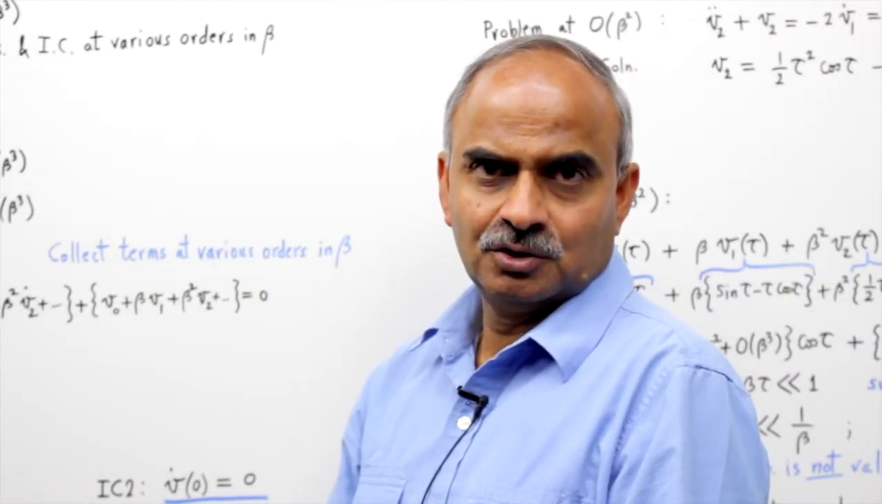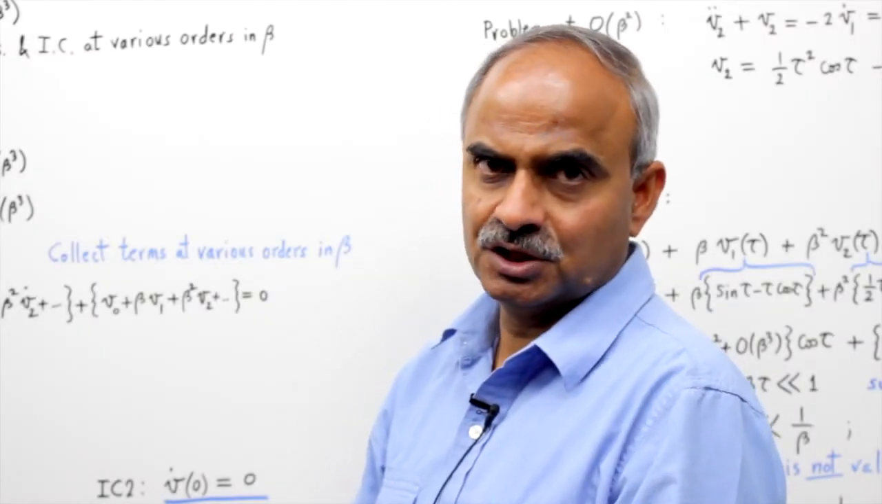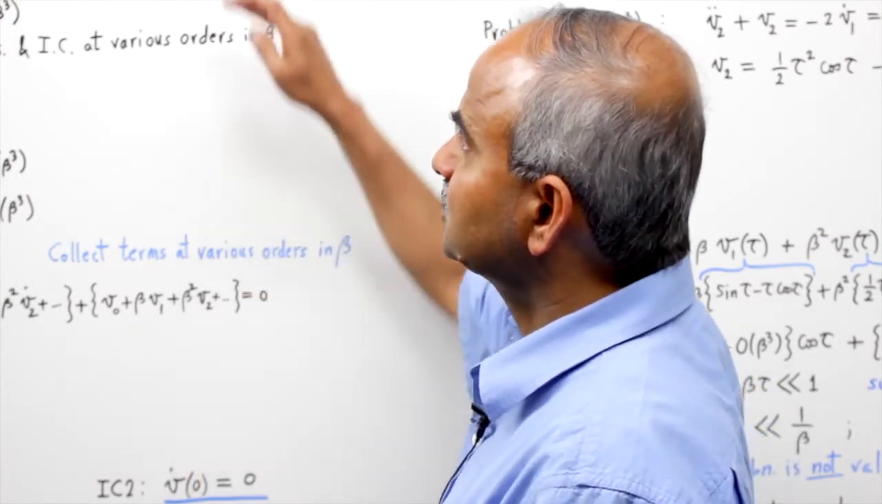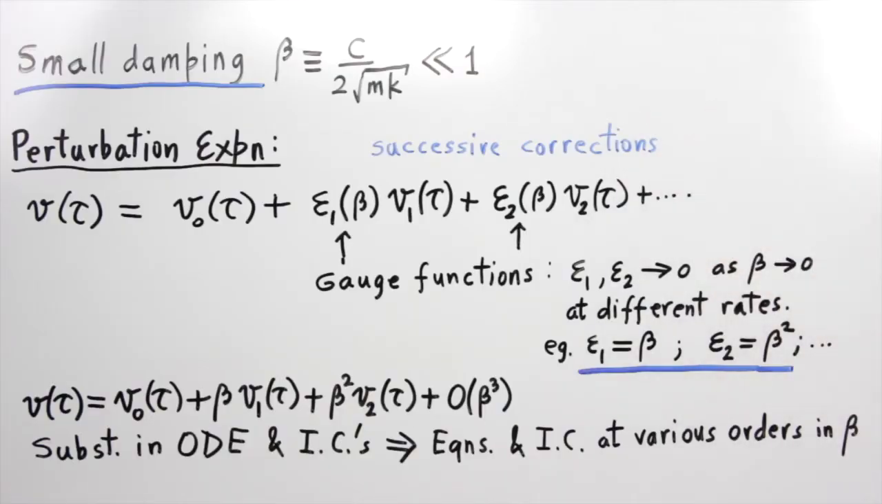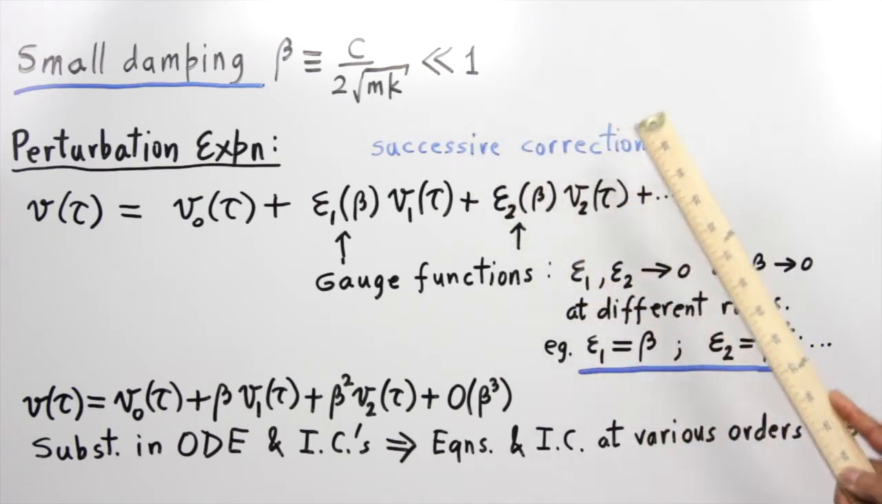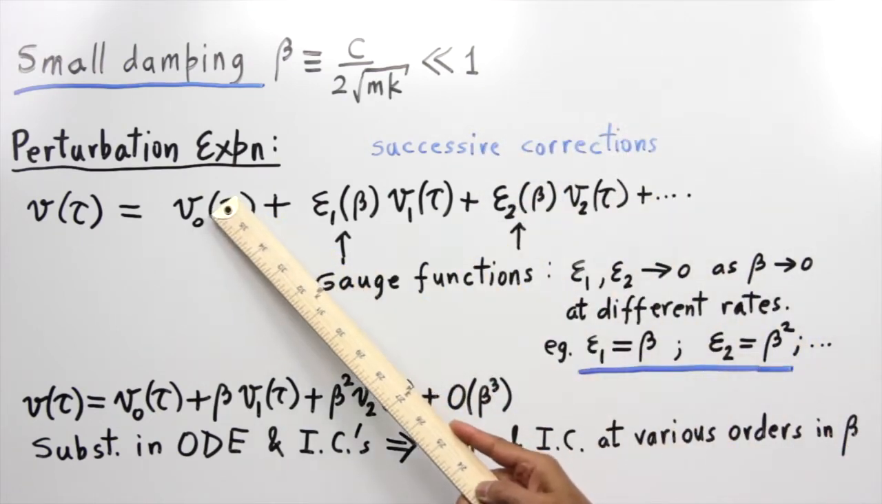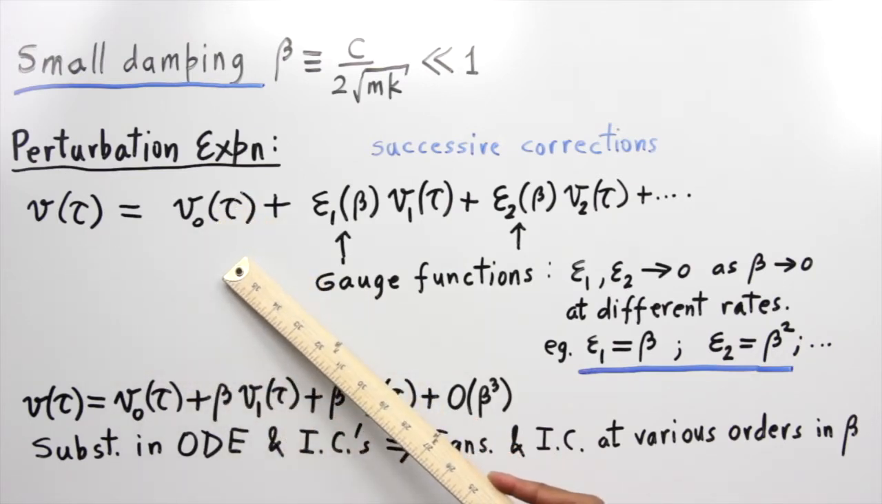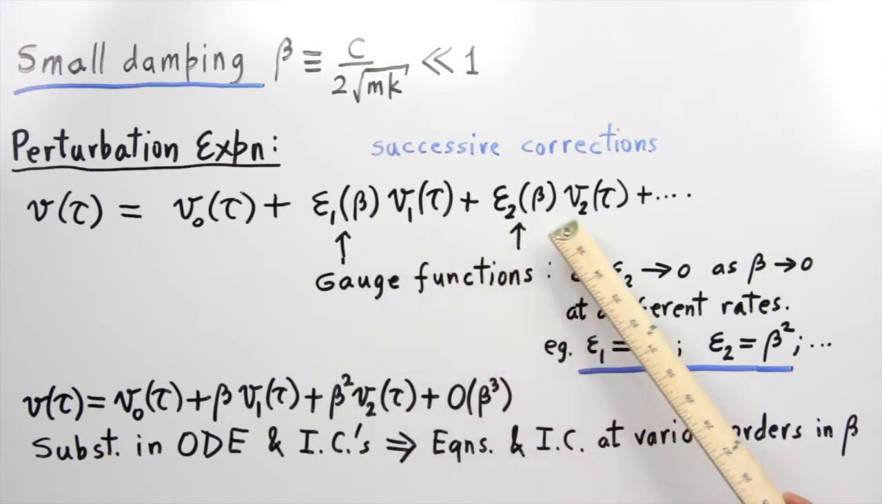So let's look at applying this method to the particular problem we discussed. And so let's remind ourselves of the small parameter beta, which is this non-dimensional damping rate, which is going to be very small. And the basic idea of the perturbation expansion is that we express the solution in terms of a series which involves corrections.